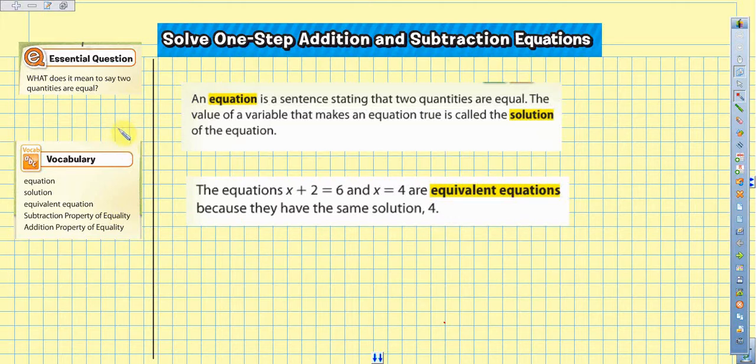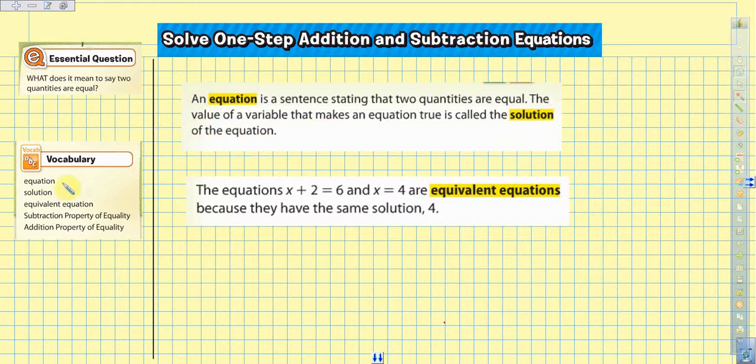Throughout the whole chapter, the essential question is going to be, what does it mean to say two quantities are equal? Well, that basically is describing an equation. An equation is a sentence stating that two quantities are equal. The value of a variable that makes an equation true is called the solution of the equation.